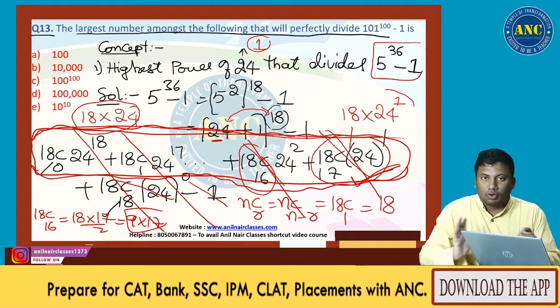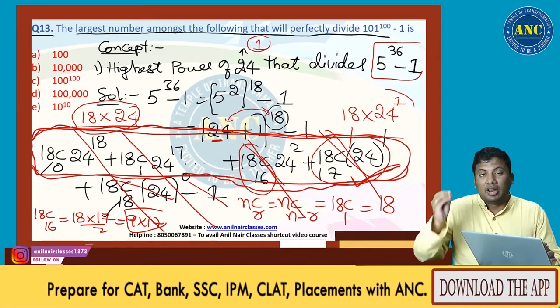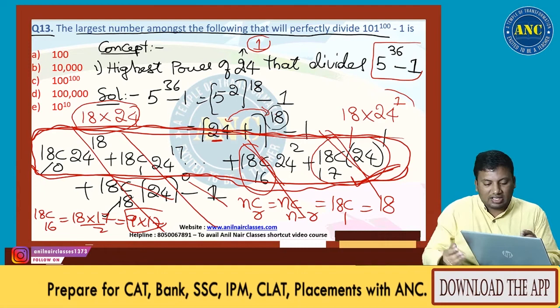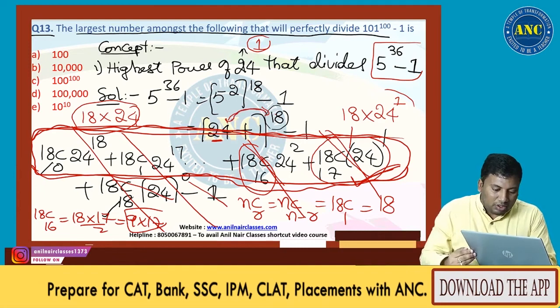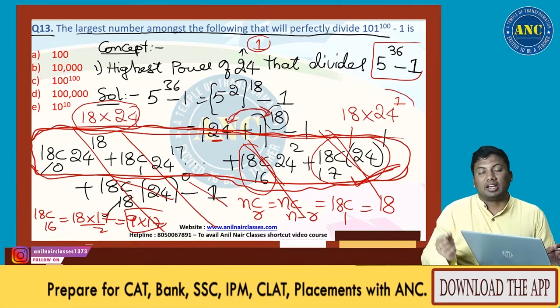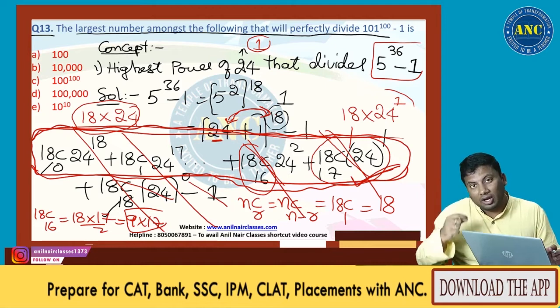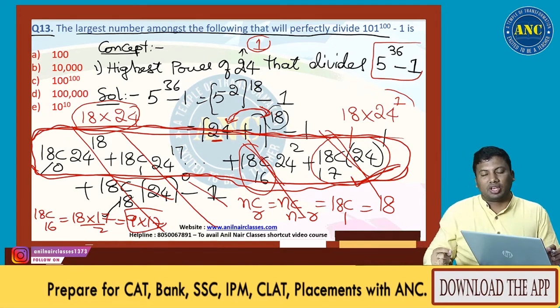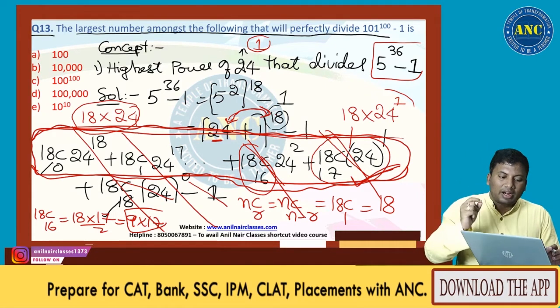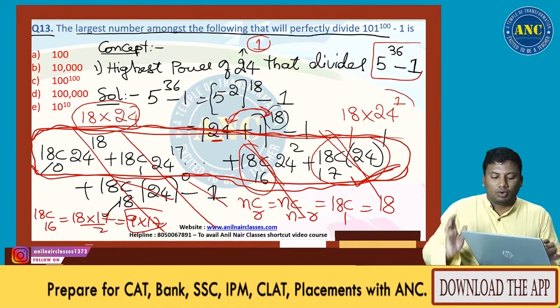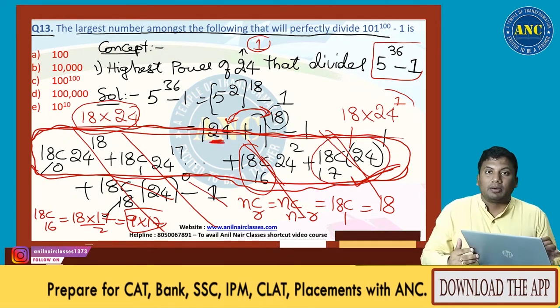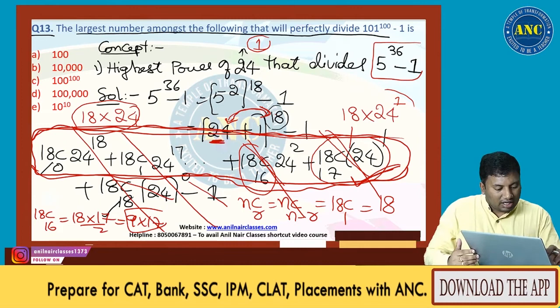You don't need to do any of the binomial expansion. The lowest term in the binomial expansion series is nothing but the power into the first term in the bracket. I hope it is clear now.